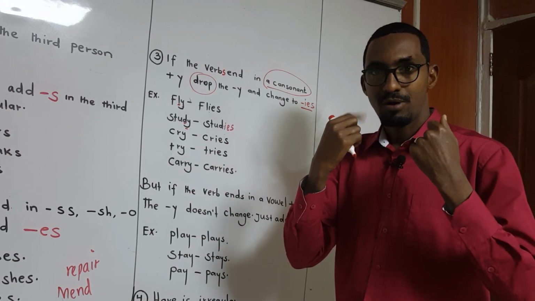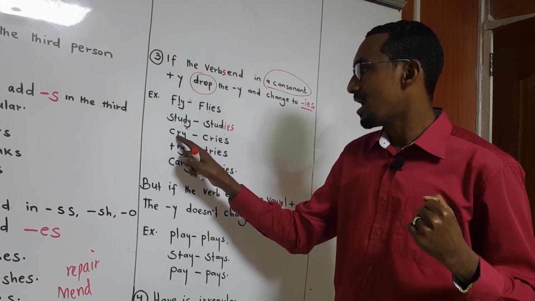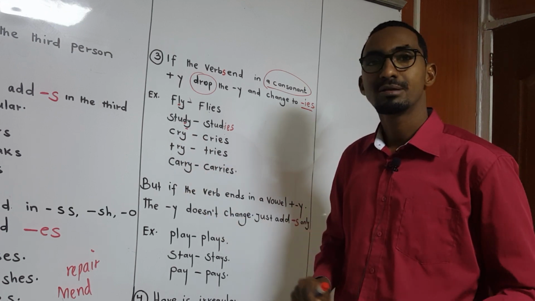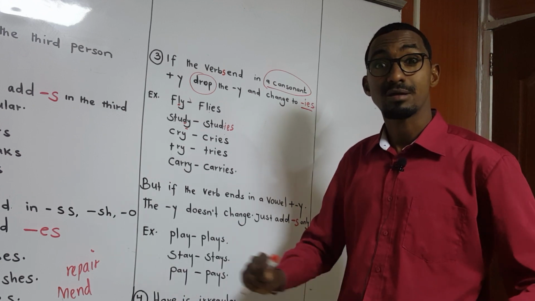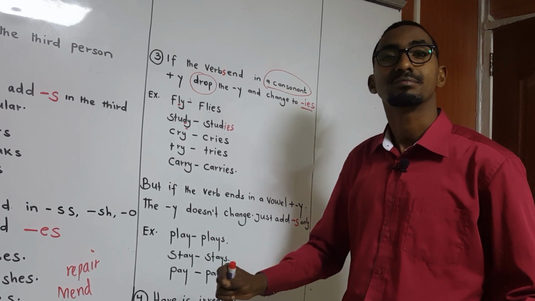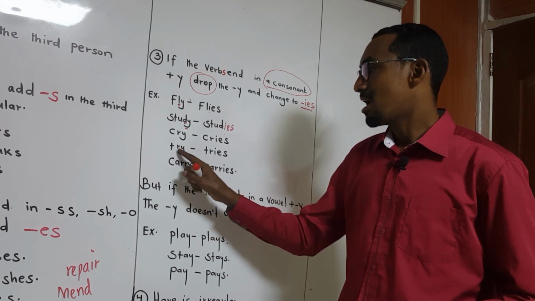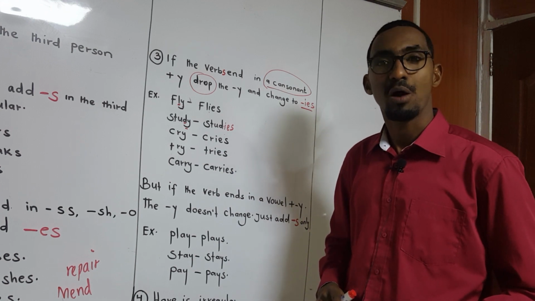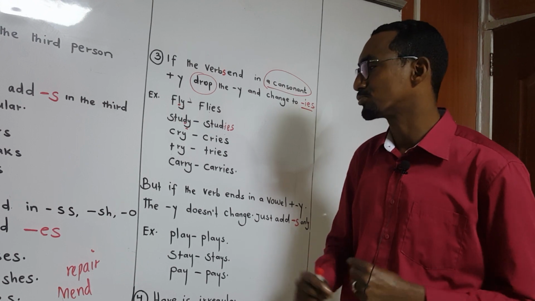Next, cry. It ends in R, Y. Then you drop the Y, then you change to IES. It becomes cries. The baby cries often. Okay? He often cries. Next, try. R and Y. You remove it and then it will become tries. He tries new things.